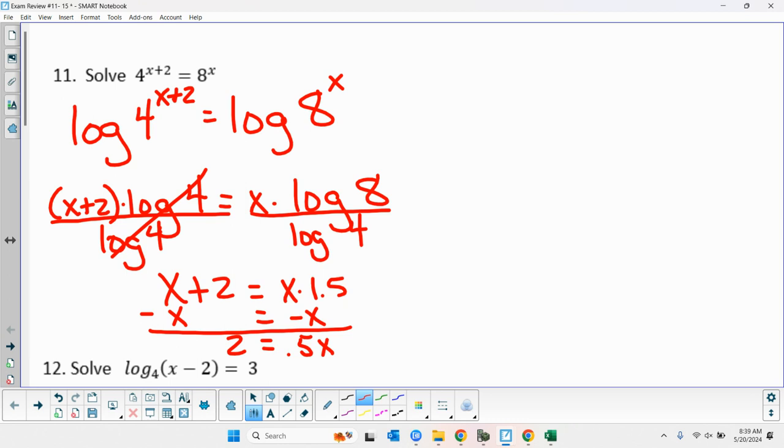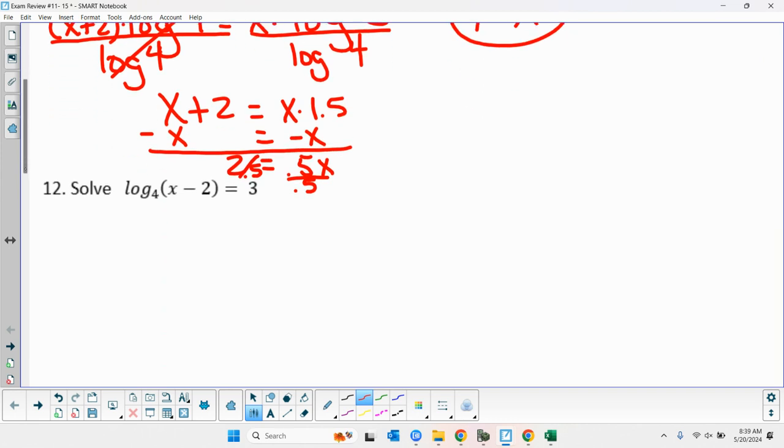That's 1/2, right? 1.5 minus 1 is 1/2. So divide by 0.5 or multiply by 2. And we get x is 4. Okay? Questions? So that's how I would do a problem with a variable in my exponents, an exponential. All right?